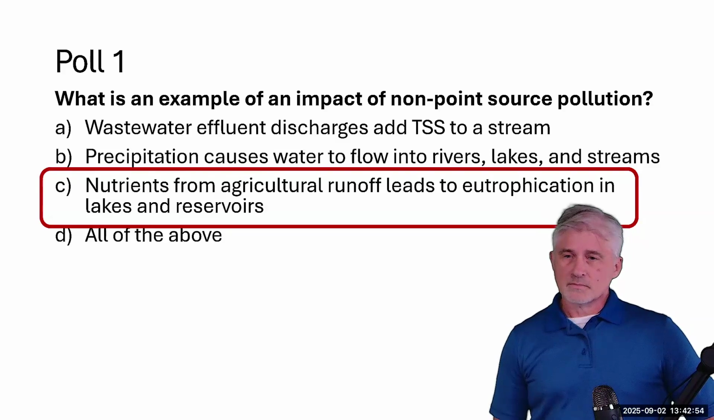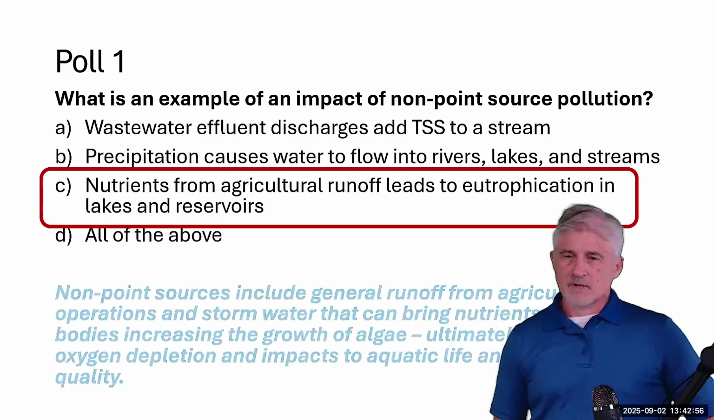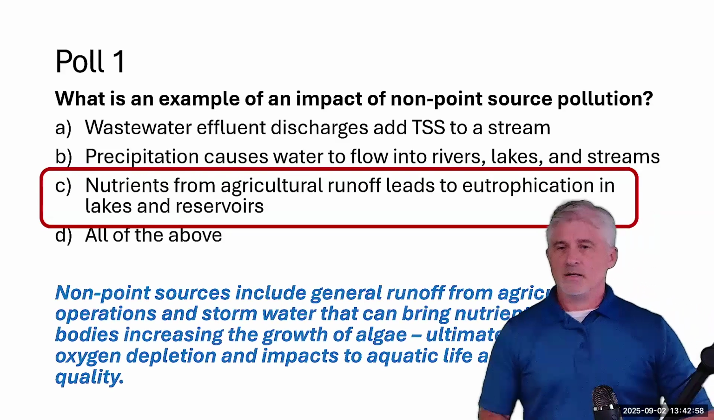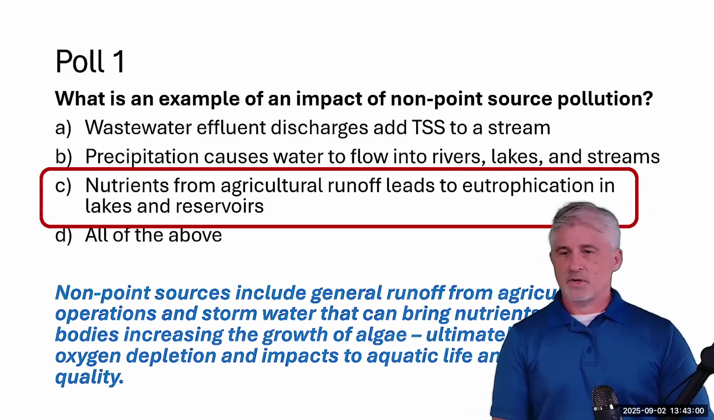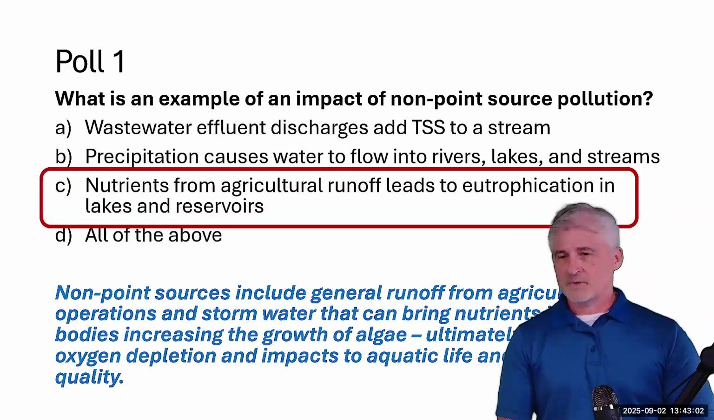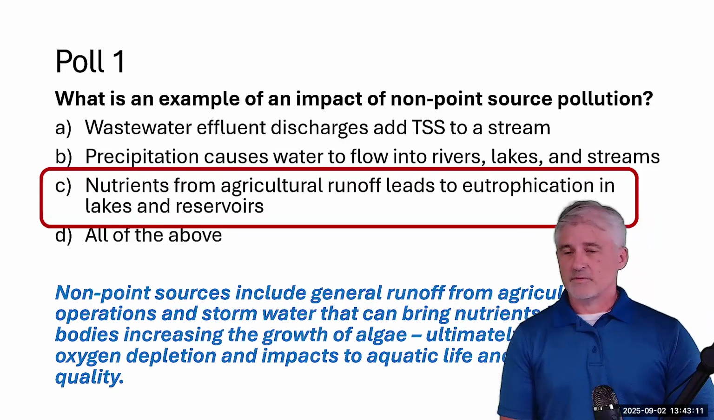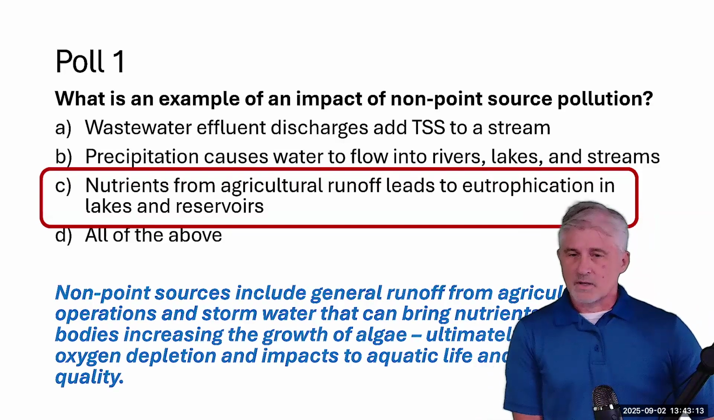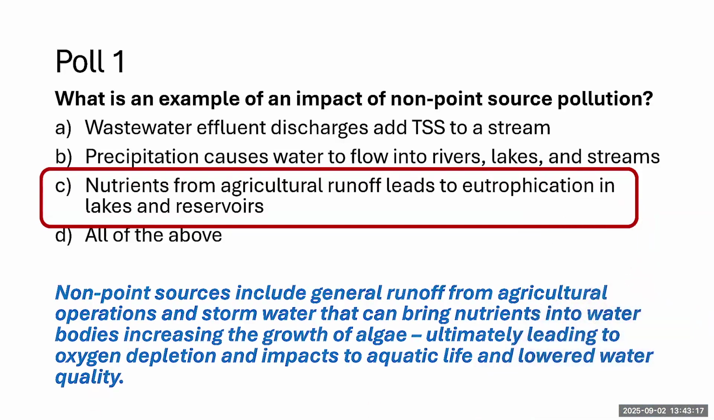And then, so that'll leave C, which is nutrients from agricultural runoff. So agricultural runoff would be considered non-point source. And then the impact is the eutrophication of our lakes and reservoirs. Non-point sources include general runoff from agriculture operations and stormwater that bring nutrients into water bodies, increasing the growth of algae.